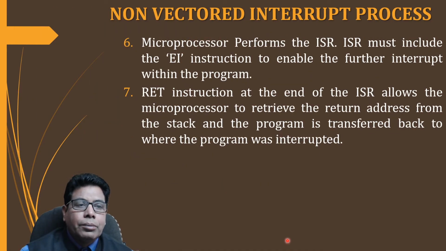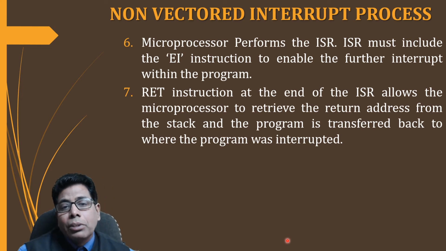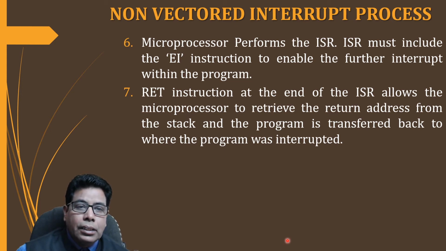Then the next step is the microprocessor performs the interrupt service routine, and again it should have the EI instruction to enable further interrupts within the program, and it will also have the return instruction, RET, at the end of the ISR to allow the microprocessor to retrieve the return address from the stack, and the program will be transferred back to the location from where it was. So it will go back to the main program. This is the general process of the non-vectored interrupt.